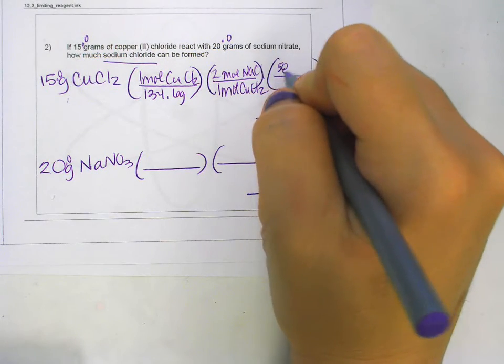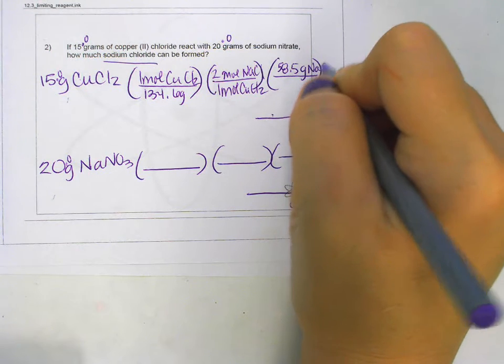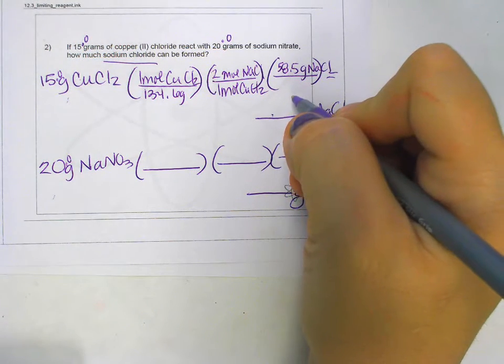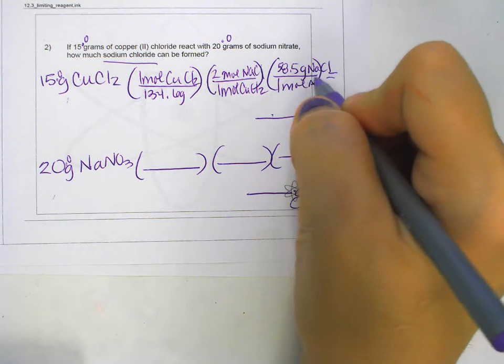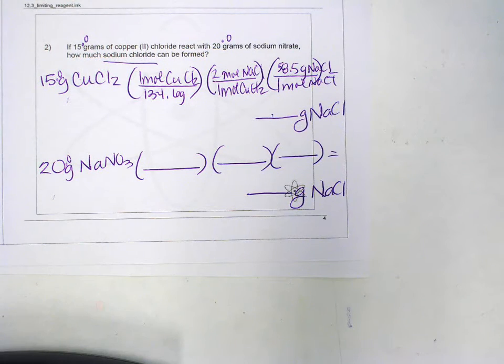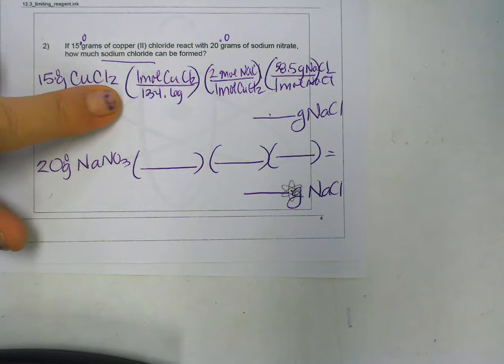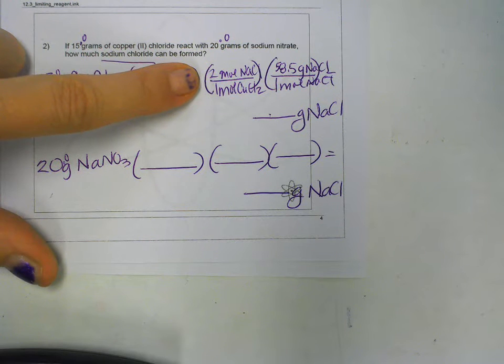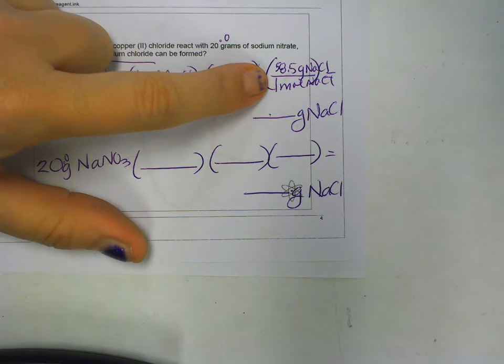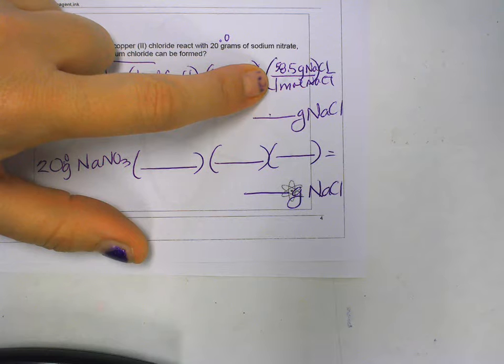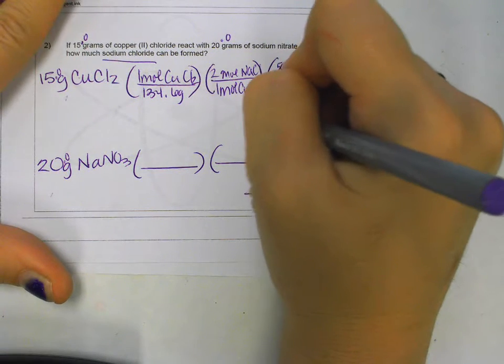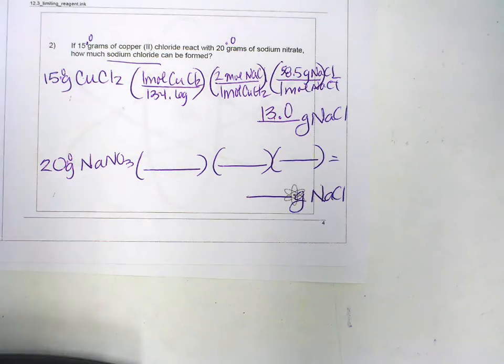I know that molar mass is 58.5 grams per 1 mole. So I'm going to multiply that out. 15 times 1 divided by 34.6 times 2 divided by 1 times 58.5 divided by 1. And I got 13.0 grams. Now that may very well be the answer.